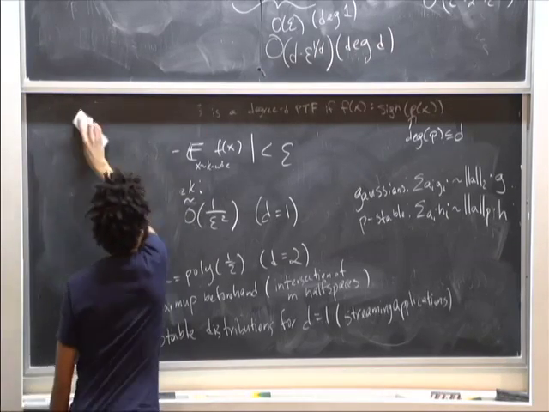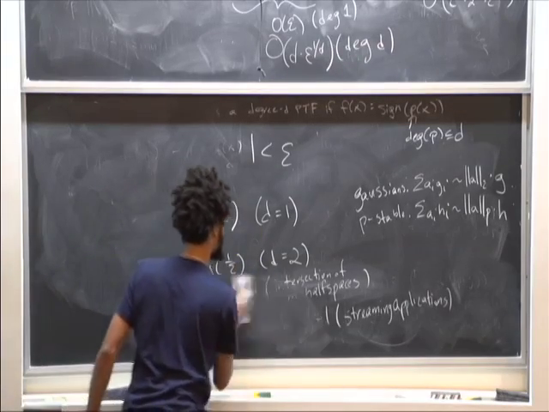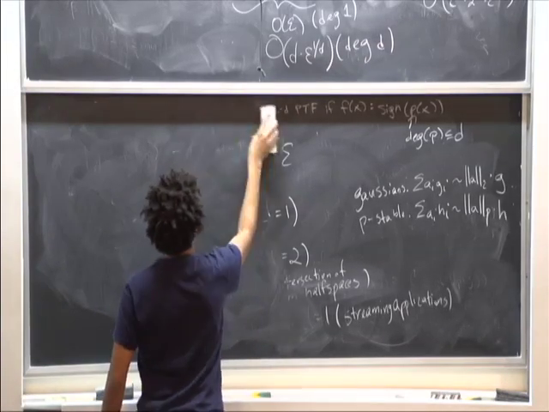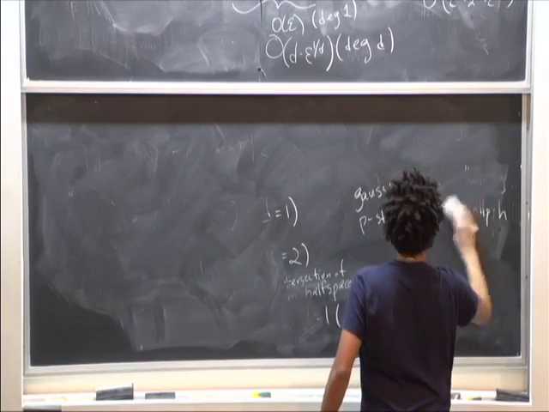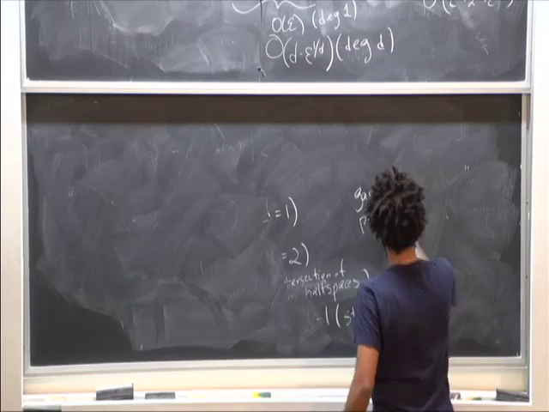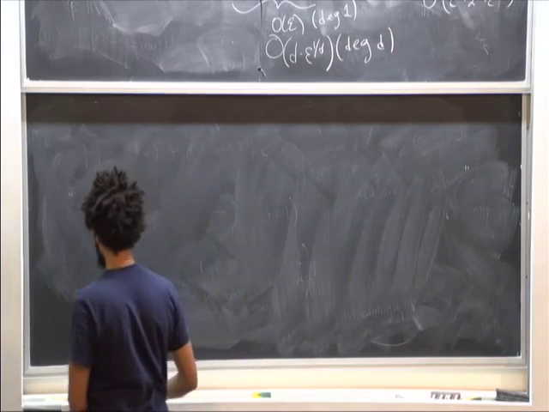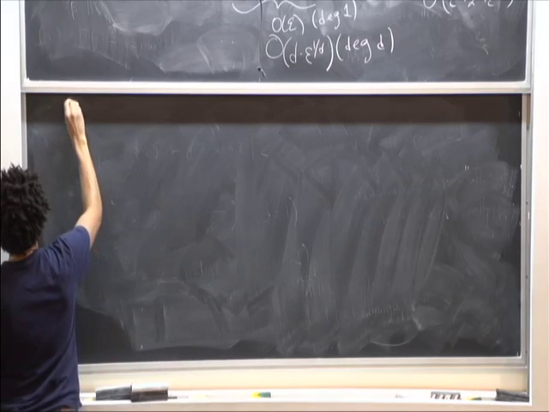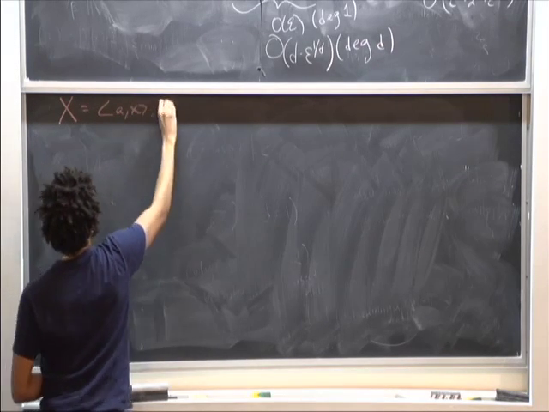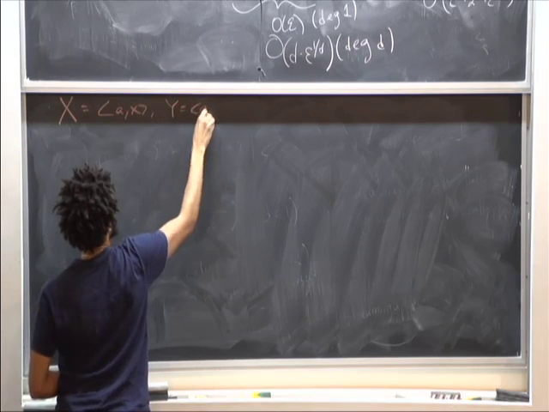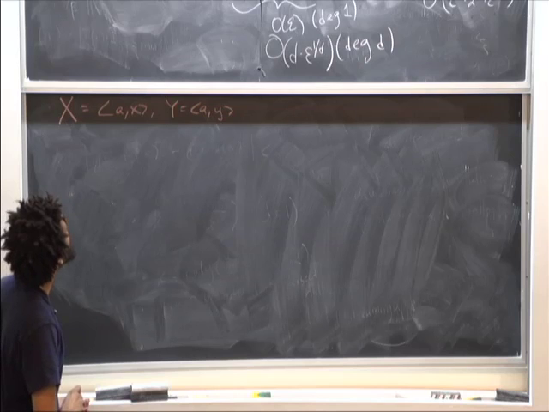What is going to be troublesome is inequality 2. And let me show you why that's the case. Let me write x is a dot x and y is a dot y. Okay. So how did inequality 2 go?